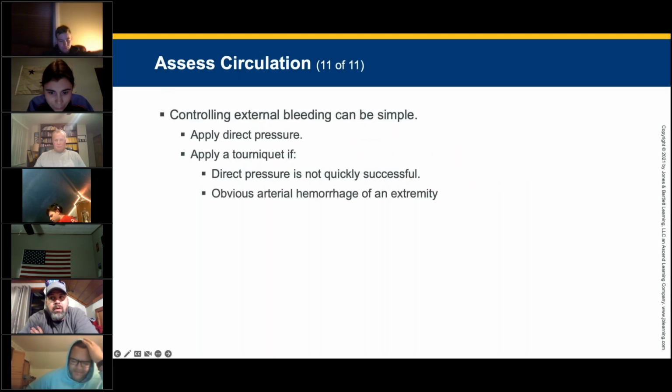Controlling external bleeding can be simple. You should start by applying direct pressure. If the direct pressure is not working, move to a tourniquet.